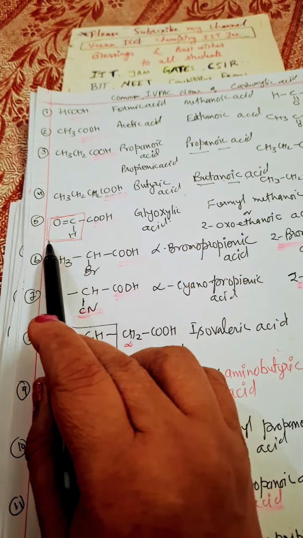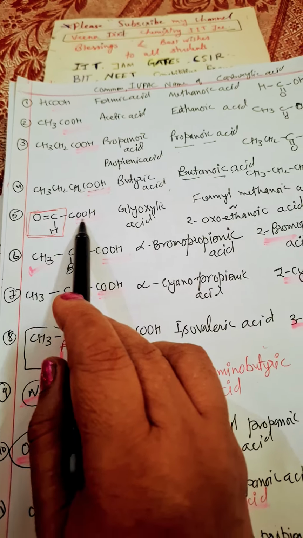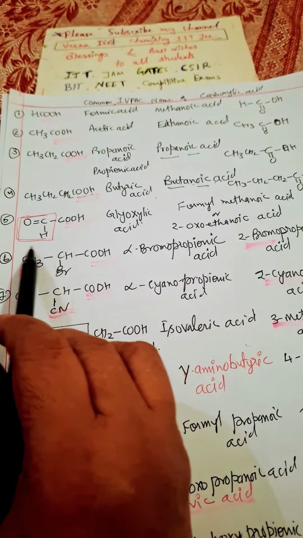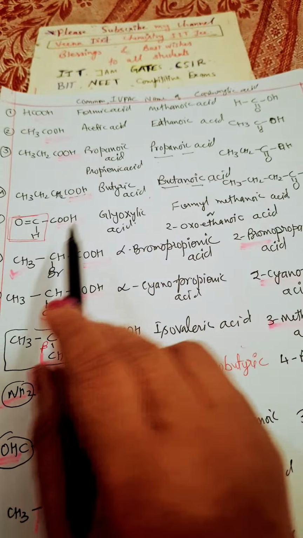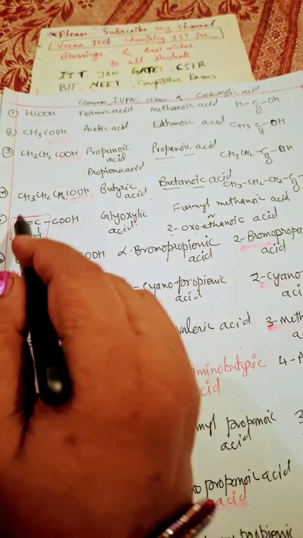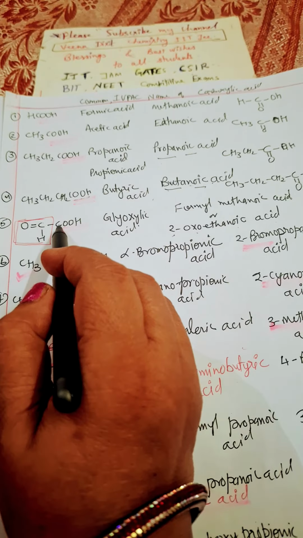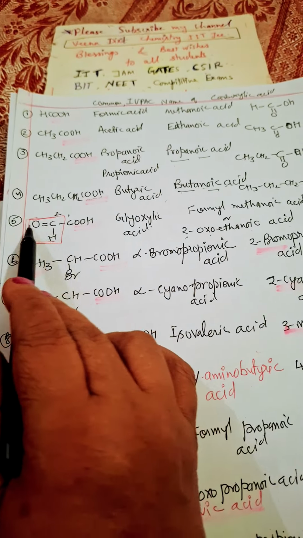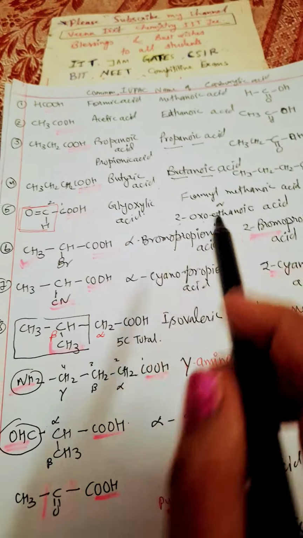Okay, now here CHO-COOH is there, so here it is glyoxylic acid and it is known as formyl methanoic acid. One name is this, and in some country it is called 2-oxoethanoic acid, because they are taking this oxo group as 2-1 and this is 2 carbon they are considering, and then it will be 2-oxoethanoic acid.